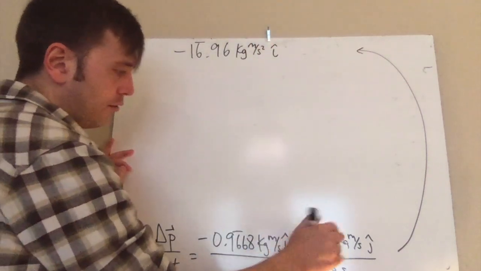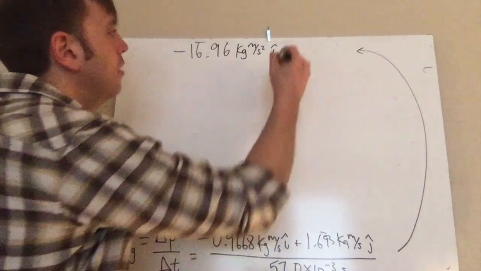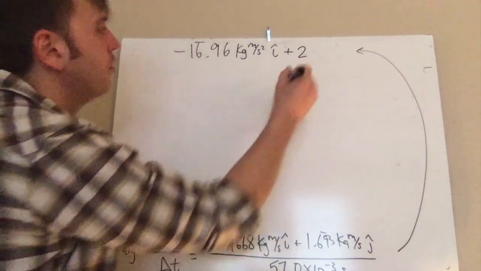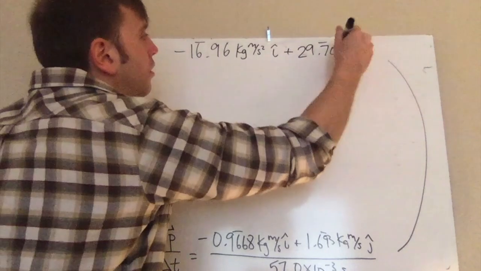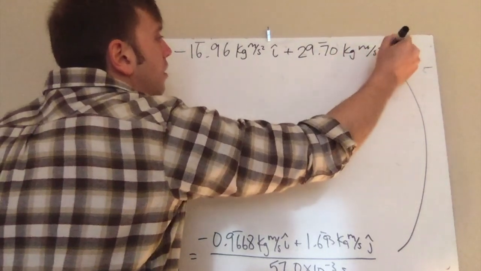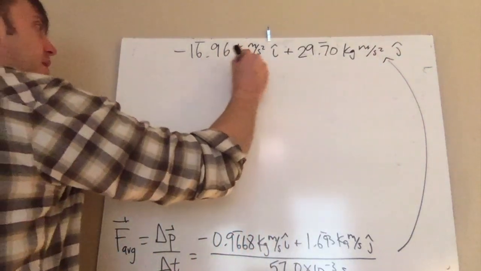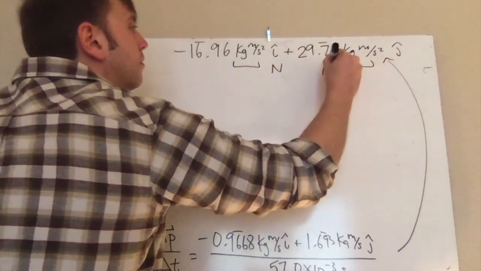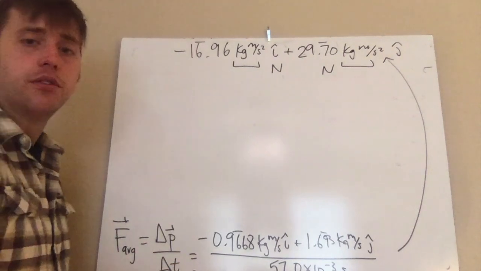If we work it out for the y component, it works out to 29.7. Same unit, kilograms, meters per second squared, j hat. Okay. So we should recognize, by the way, that this is just a newton in terms of the units. So it's an amount of force, makes sense that we get units of newtons.